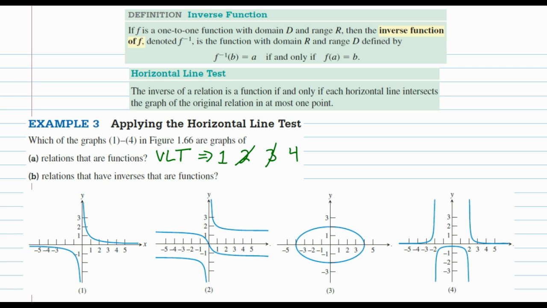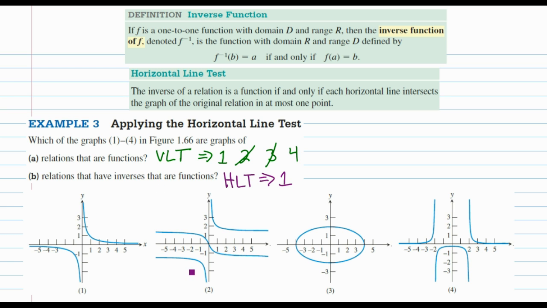B asks which of these relations have inverses that are functions. So now we're going to test with the horizontal line test. So I'm going to draw horizontal lines, and if these horizontal lines pass through the function more than once, it's a failure. So function 1 here, actually I can draw a line that passes through and never touches the function. That's okay, as long as it doesn't cross through more than once. So number 1 passes the horizontal line test. Its inverse will be a function.